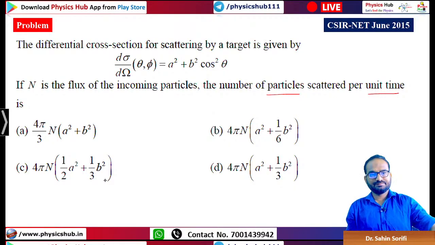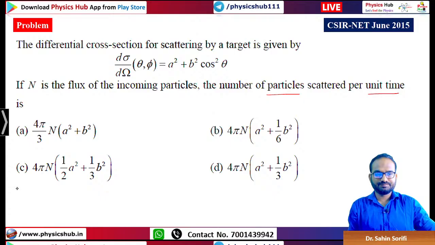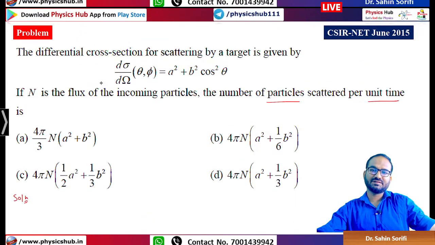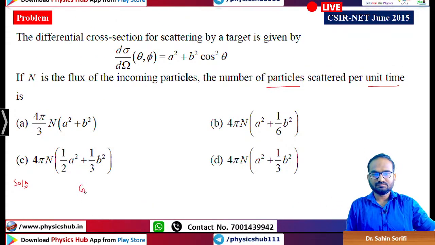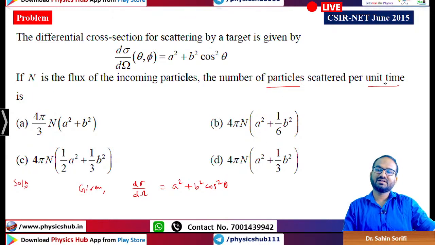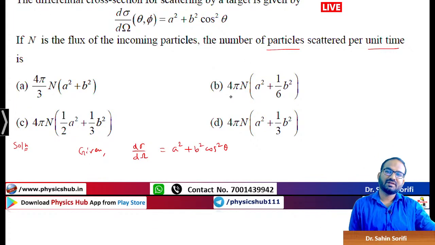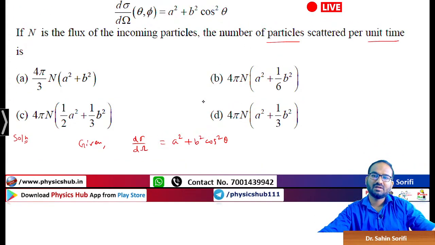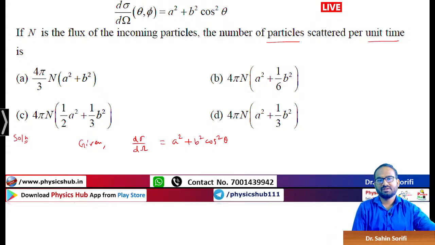Can you solve this problem? Look, what is given? dσ/dΩ is equal to a² + b² cos²θ. This is given. So we have to find out the number of particles scattered per unit time. If I calculate the scattering cross section, that will give you the number of particles scattered per unit area per unit time.